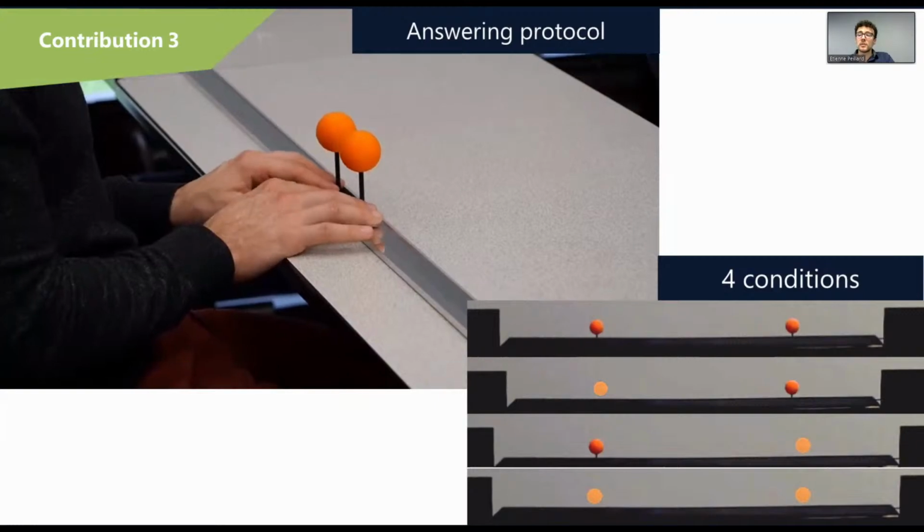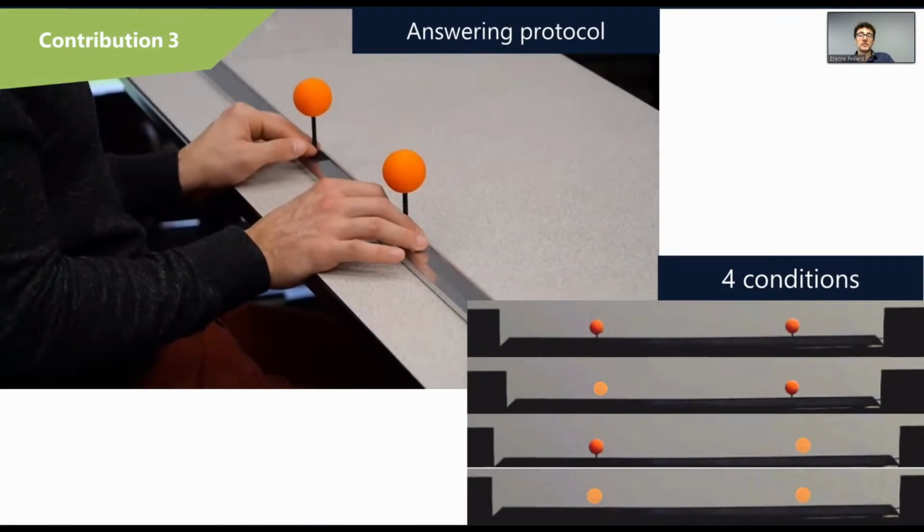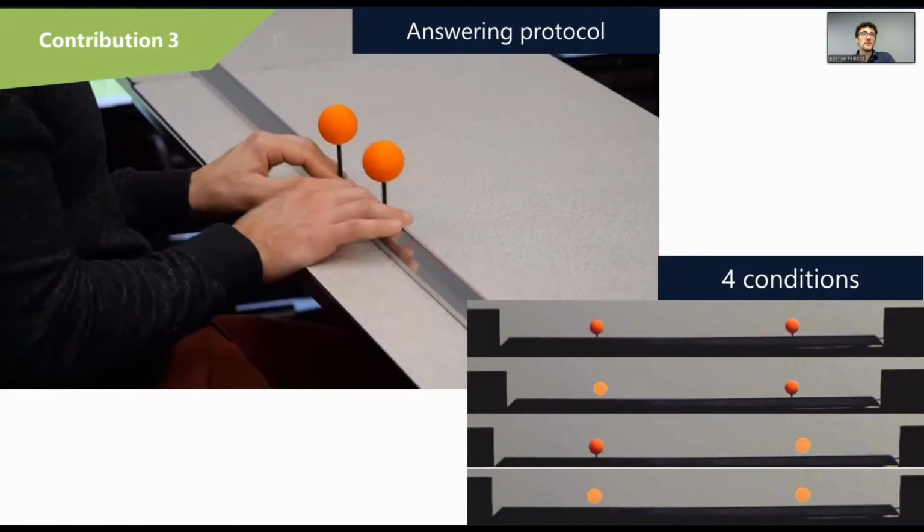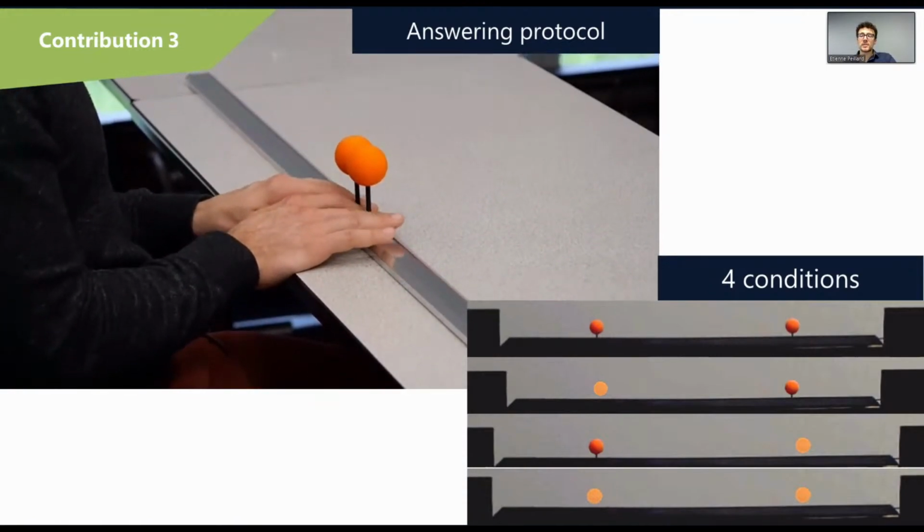The participants were asked to evaluate the distance between the objects and reproduce this distance using the spheres placed in front of them. 4 conditions were tested for this experiment. 1 condition with 2 real spheres, 1 condition with 2 virtual spheres, and 2 mixed conditions with 1 real and 1 virtual sphere.